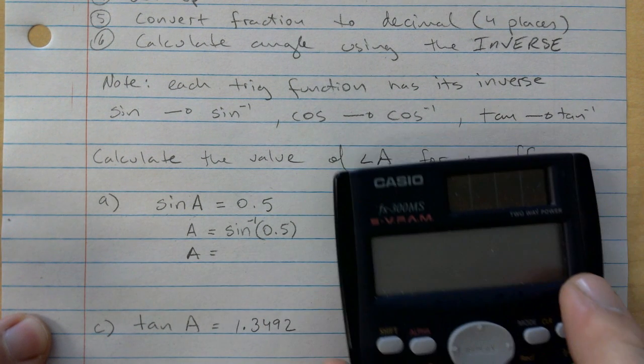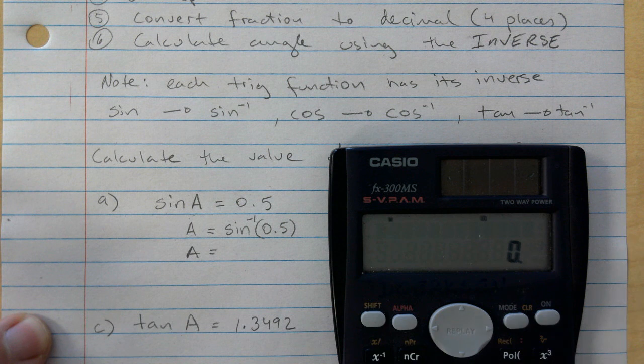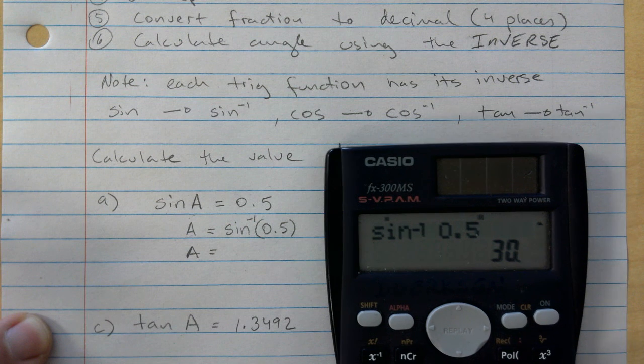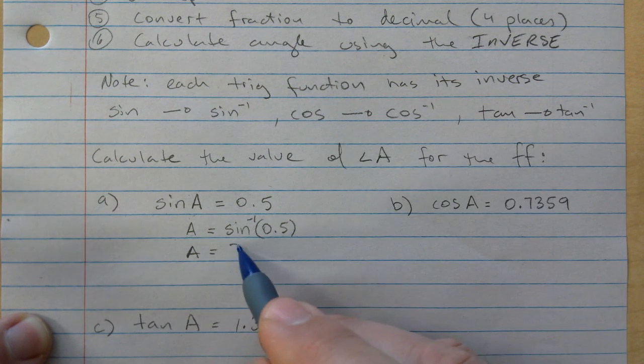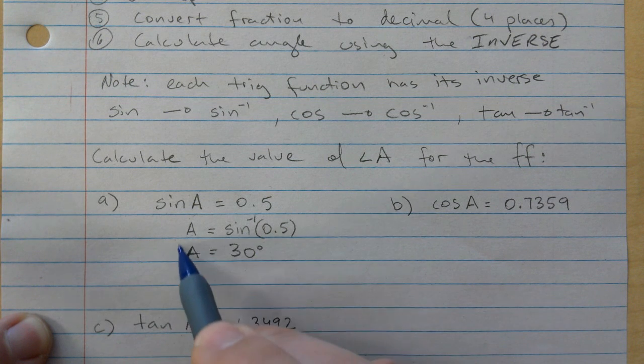So here's my calculator. I would go shift sine, whatever you need to do to bring that inverse out. Mine doesn't have brackets, I just go 0.5, and I get 30. In this case, it's exactly 30. And so the angle in this case would be 30 degrees. So you write down 30 degrees.